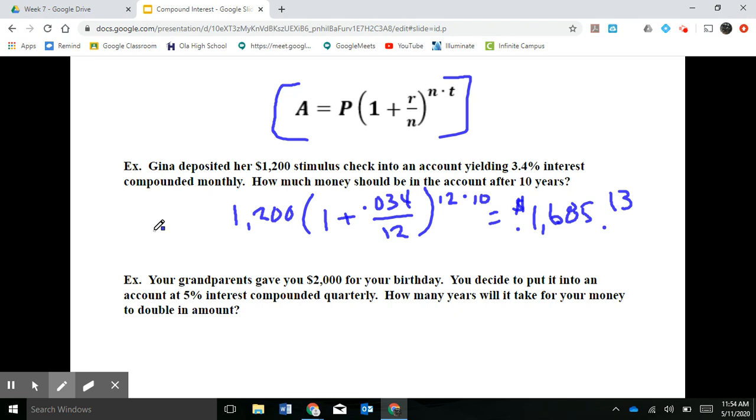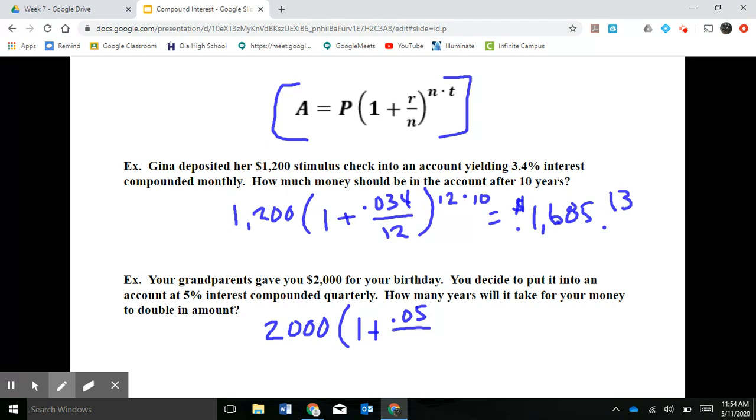All right. Last one. This is like the growth and decay where you had to use a little bit of guess and check. Your grandparents give you $2,000 for your birthday. You decide to put it in an account at 5% interest compounded quarterly. How many years will it take for your money to double in amount? Again, you have to take what they give you. They give us the 2,000, the principal. It's always 1 plus since we're talking about compounded. Compounded at 5%, so 0.05.